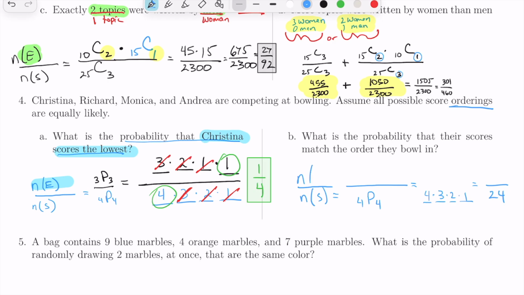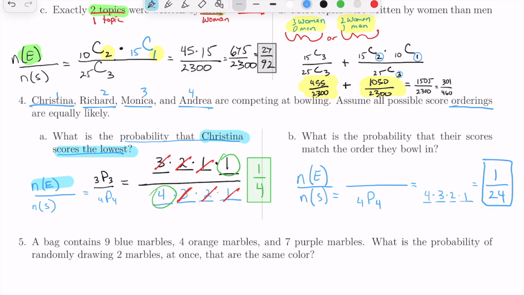Now the number of elements in the event space means that we very specifically want Christina first, Richard second, Monica third, and Andrea fourth. There's only one way for that to happen, right? And that is if Christina comes first, Richard comes second, Monica third, Andrea fourth. There, now I can't mess it up. And so there's only one way for that to happen. That's why the answer here is just 1/24.